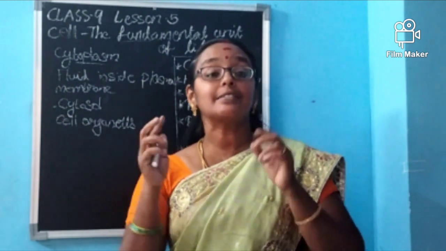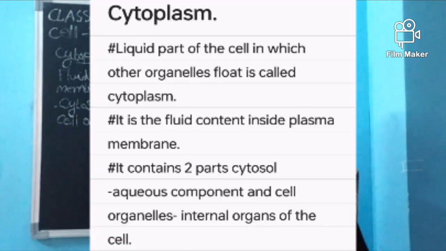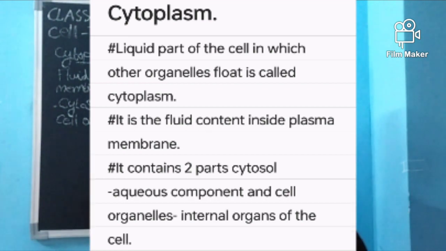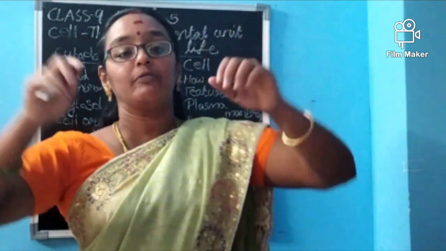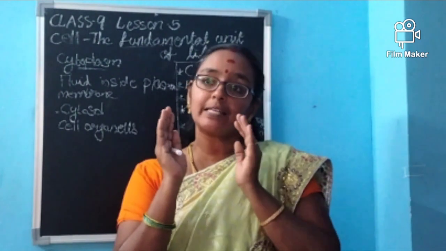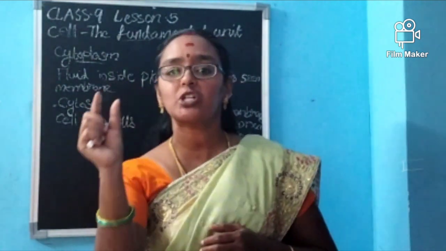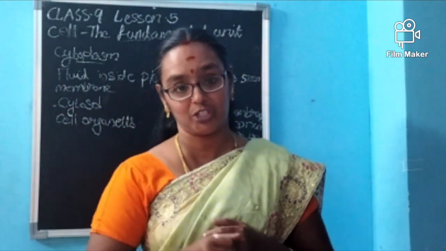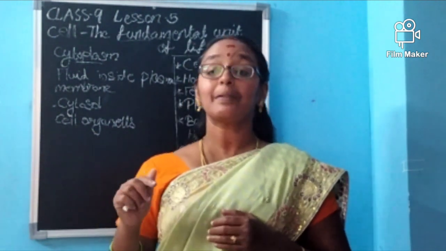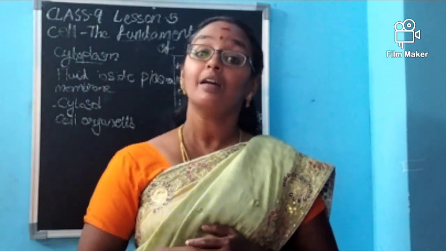This fluid inside the plasma membrane is called cytoplasm. Cytoplasm contains two parts: one is cytosol and the other is cell organelles. Cytosol, as I told you, is the aqueous part in the cytoplasm. In this, cell organelles will be floating. Actually, they are the organs of the cell. Cell organelles are of different types and they have their own functions. Each specific cell organelle has its own function, and who is controlling everything? Our nucleus. This is about the cytoplasm, and what all organelles are present in the cytoplasm and what their functions are, we are learning in part B.